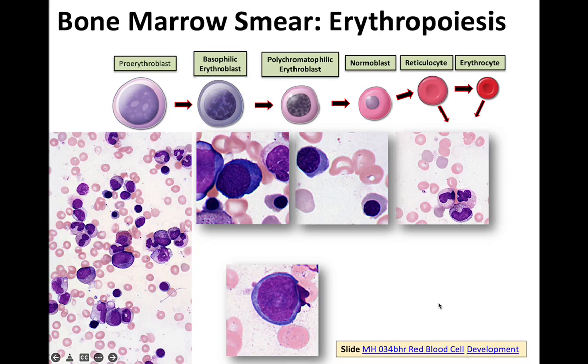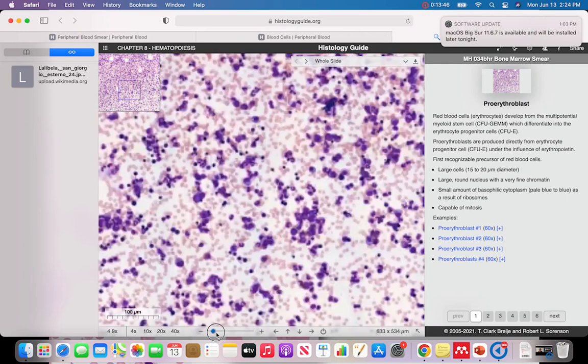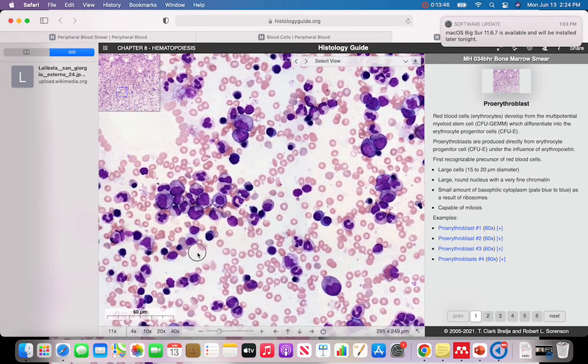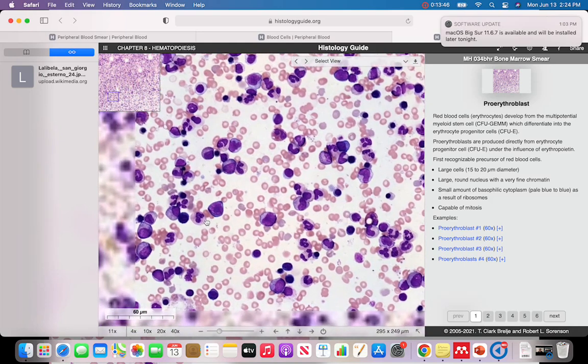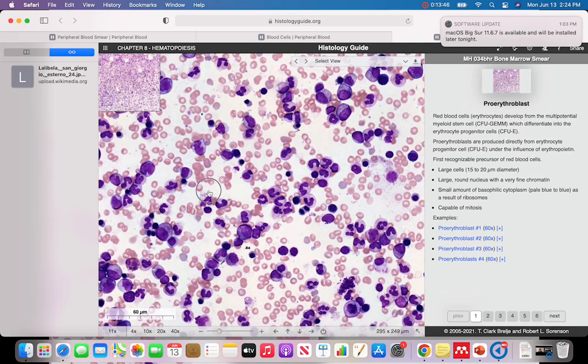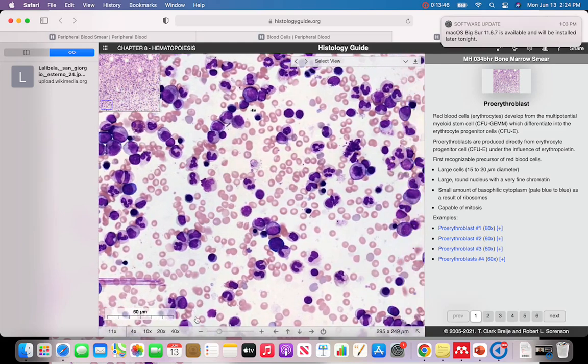So now let's see a red blood cell development slide from our slide box. You will not be responsible to identify proerythroblast, so we'll start with basophilic erythroblast. So this is a bone marrow smear. Let's zoom in and see. So here we have, let's zoom in.